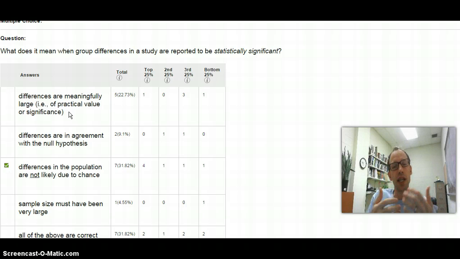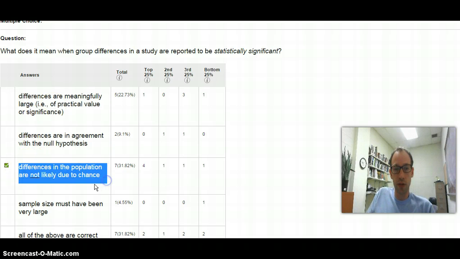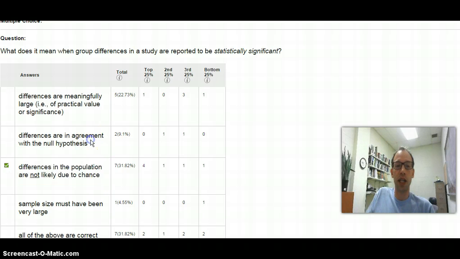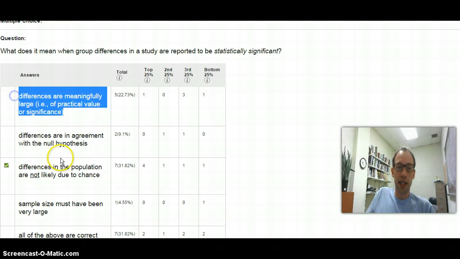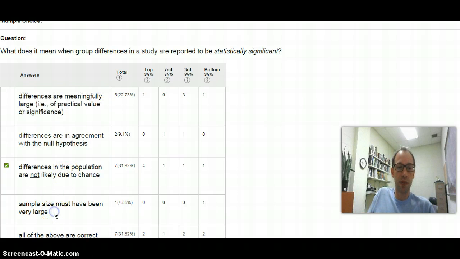So in making decisions, you need to go beyond whether something is statistically significant and figure out if it's practically significant. So statistically significant only says this right here, that the differences are not due to chance. It does not measure whether it's a meaningful difference in terms of practical decision making. Also, the sample size must have been very large.